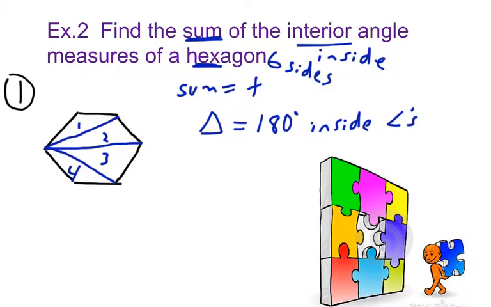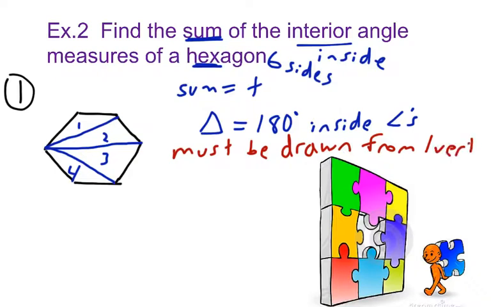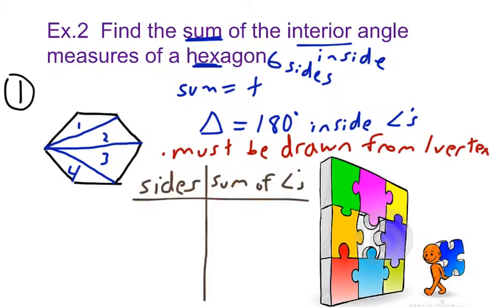And notice that these have to be drawn from one vertex. They must be drawn from one vertex. Otherwise, we could have a ton of triangles, which we know is not true. Must be drawn from one vertex. All right, so we do know a 3-sided figure. I'm going to make a table now and see if this makes sense.